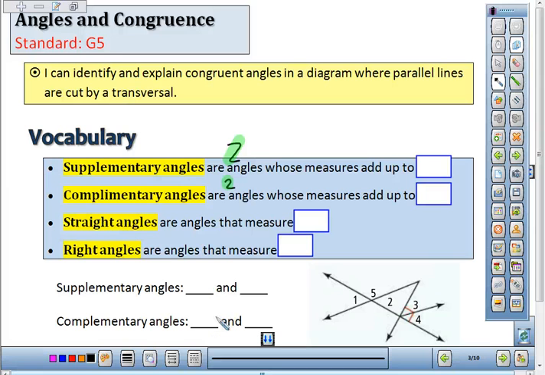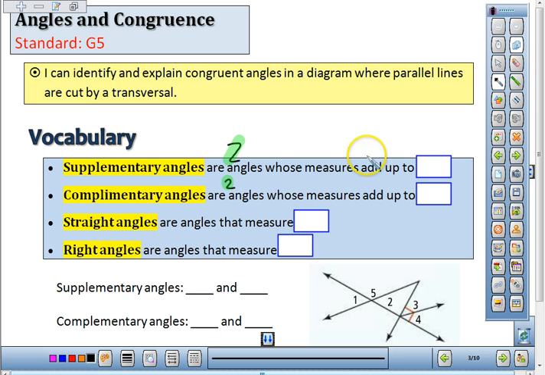Today's lesson is on angles and congruency. As we look at different types of angles, we're going to be looking at how they are congruent with each other. We're going to start off with looking at some different definitions. In your notes, you want to write down the words supplementary, complementary, straight angle, and right angle. If you need to pause the video so that you can write those down, please do so.